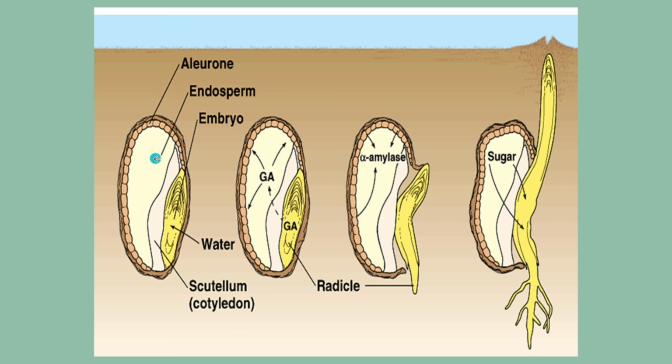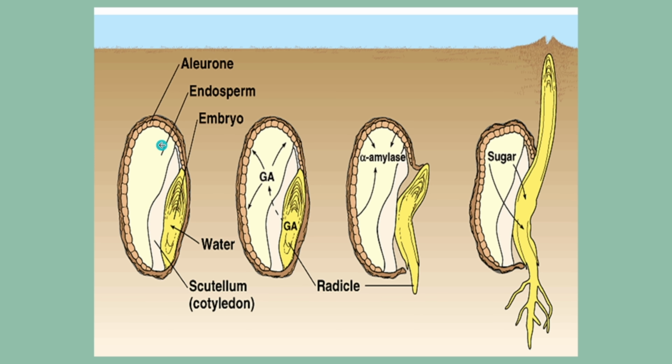The starch that is stored in the endosperm will be hydrolyzed by alpha amylase to maltose. And then after that, maltose is hydrolyzed by maltase to glucose. So the glucose will act as the basic nutrient source absorbed by the embryo. The embryo will use all this nutrient for cellular respiration.